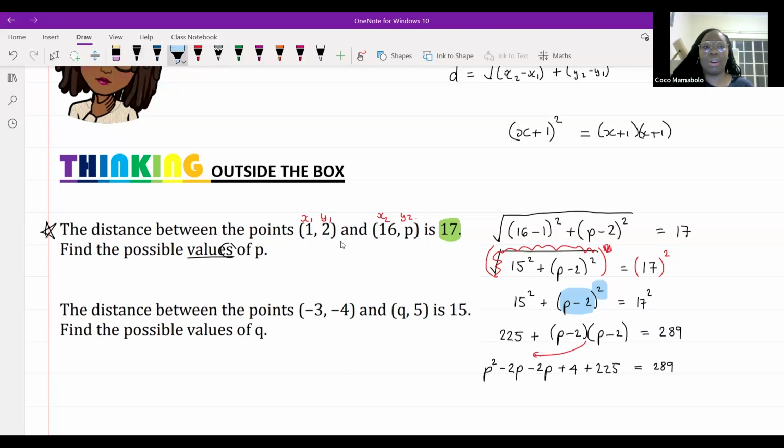Right, but now I've got a quadratic. And if I'm solving for a quadratic, I don't need 289 on this side. I need 0. So I'm going to take this 289 over to the other side. So I'm going to get p squared, and then negative 2p minus 2p will give me negative 4p. And then on this side, I'm going to get plus 4 plus 225 minus 289. Can somebody punch that into a calculator for me and give me an answer?